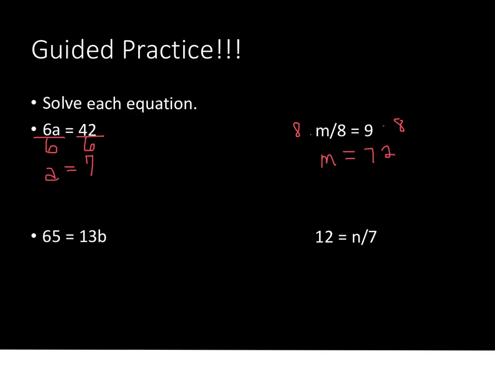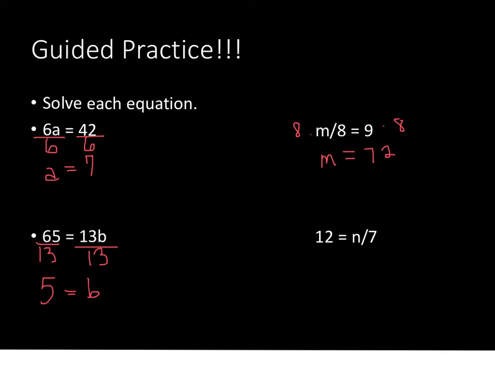And then I have 65 equals 13b. So again, I'm going to divide by 13 and get b all by itself. So I'm going to divide by 13 here. And 65 divided by 13 gives me 5.